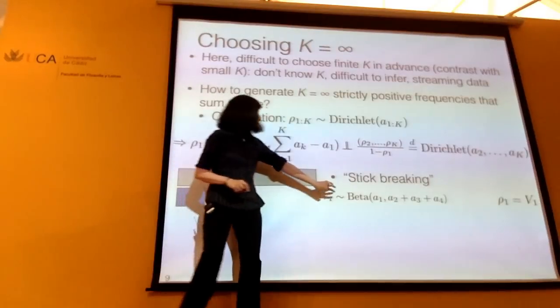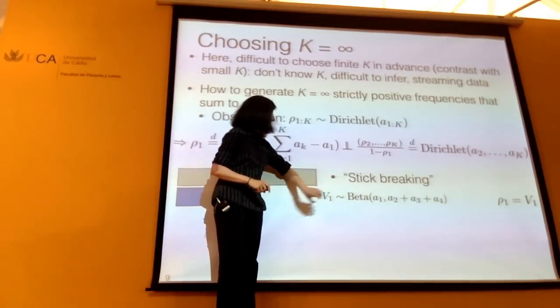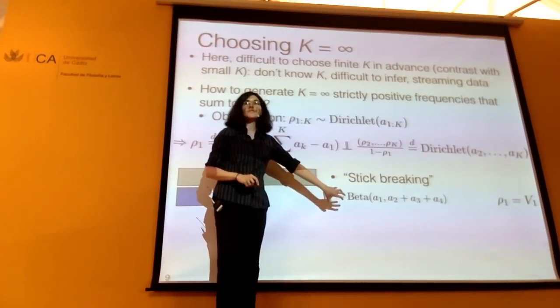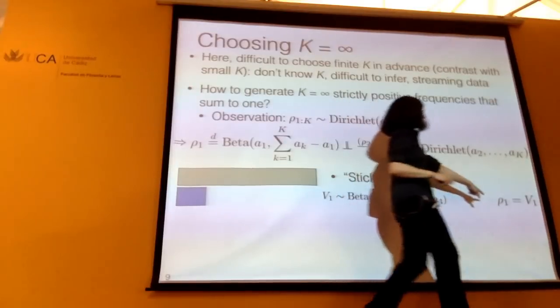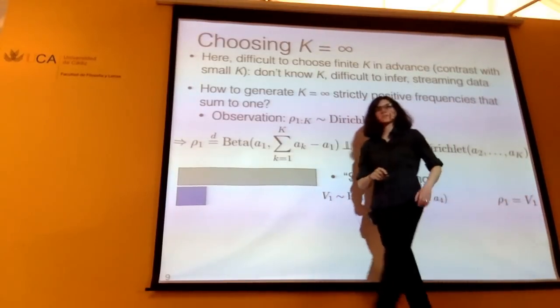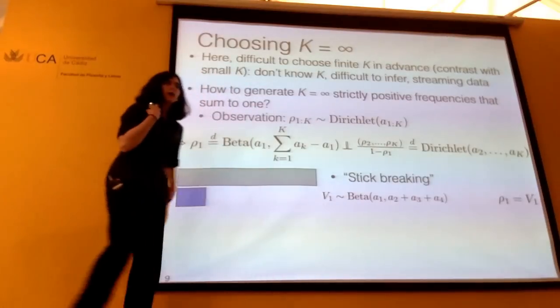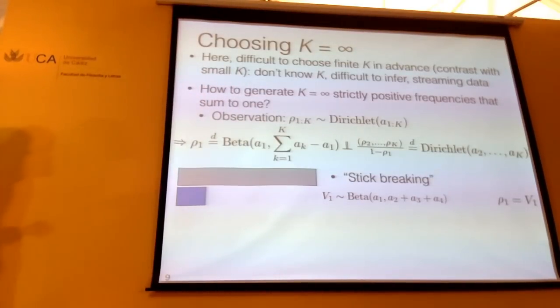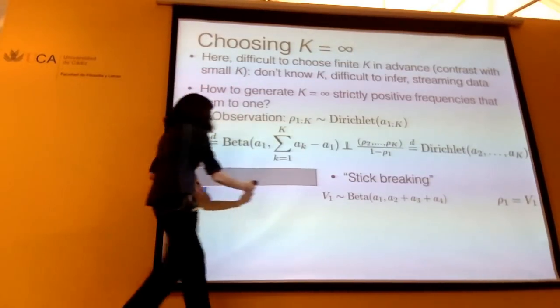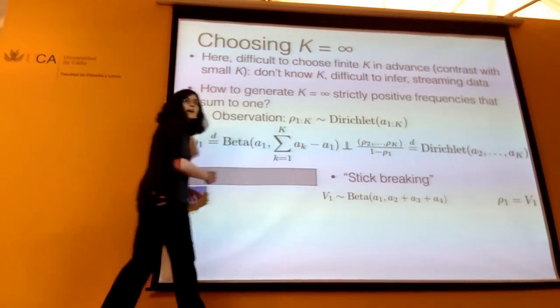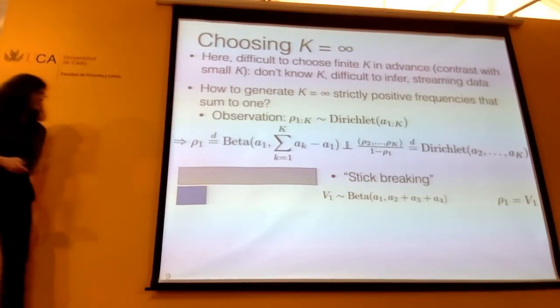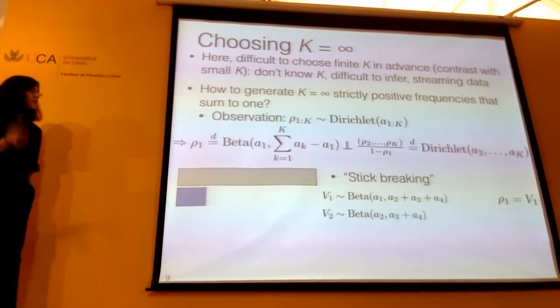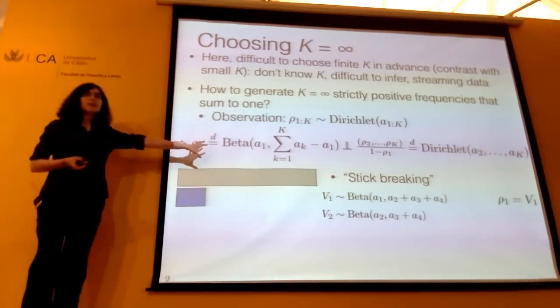So I'm going to break off this proportion of the unit interval, let's call that proportion v1, and I'm going to set rho 1 to v1. At this point, it seems like I've introduced extra notation for no reason, but you'll see in a moment why. And now I'm going to treat the rest of this, everything that's not rho 1, as though it is a unit interval. And I'm going to recursively apply this formula.